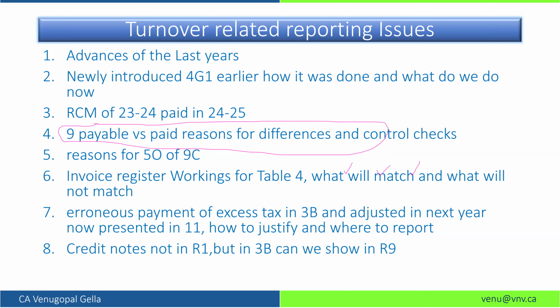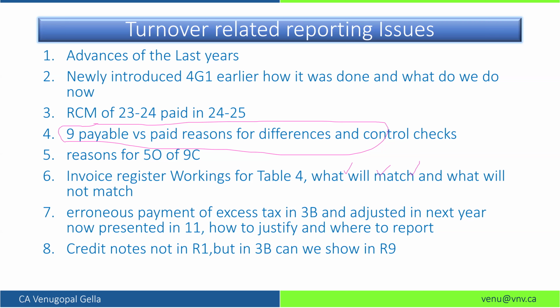Other than the edge case, regularly, if I have extra taxes paid in the previous year, what I have done, I have reported in table 11 of last year. This year, I have paid the short tax. That means in my 3B of the current year, the tax is lower, but 9 payable is higher. That is reason number 1.